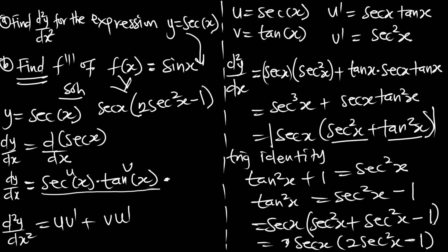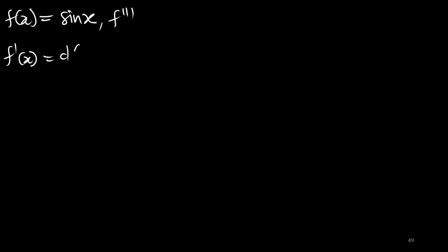And we can look at the B part, which says we should find the third derivative of f of x equal to sine x. Now we say f of x is equal to sine x, and we are looking for the third derivative, which is straightforward. So the first derivative is going to be the derivative of sine x with respect to x. And if we find the first derivative of sine x, that is going to be cos x.